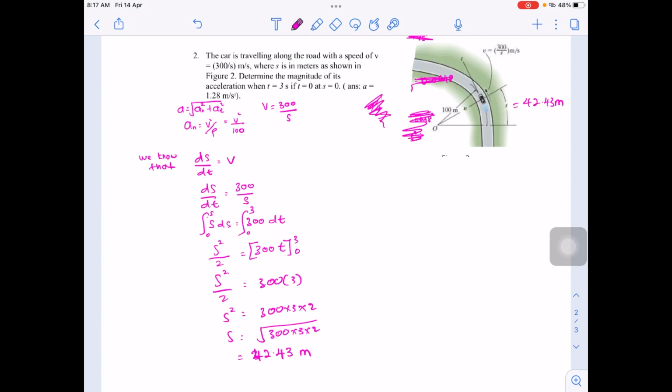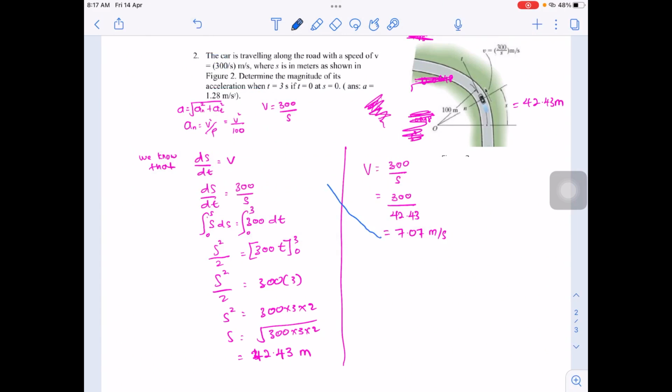Okay, so what is V? Our target is to find what is V, what is velocity, so that we can include the V value into here. So V is equal to 300 over S, so 300 over 42.43. You get 7.07 meter per second. So you substitute back into this equation, you put back here.